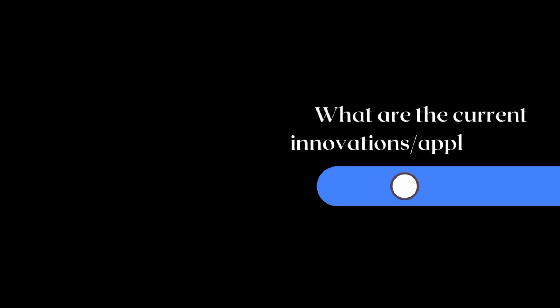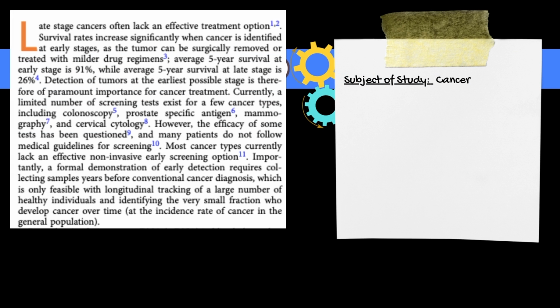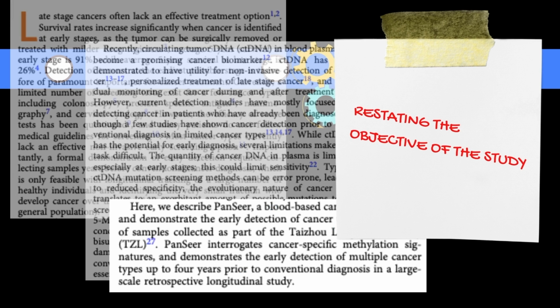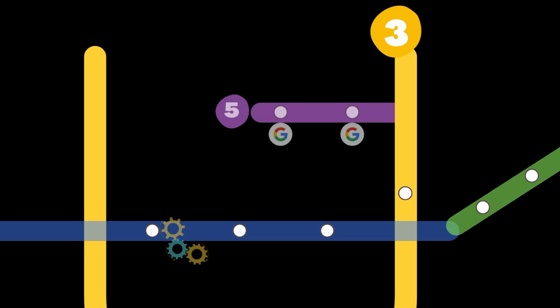Generally, the introduction shouldn't take too much of your mind space. Casually read it, and if you're curious, do some external research for points of confusion. In the article, the questions are answered as the subject of the study is cancer, the current knowledge is that cancer can be detected by screening for ctDNA, which is circulating tumor DNA. The unknowns of this field is there are difficulties in detecting earlier stages of cancer because people in earlier stages of cancer have smaller amounts of ctDNA, which is usually not detected by alternative methods of cancer screening. Of course, the research goal will always be restated in the introduction.